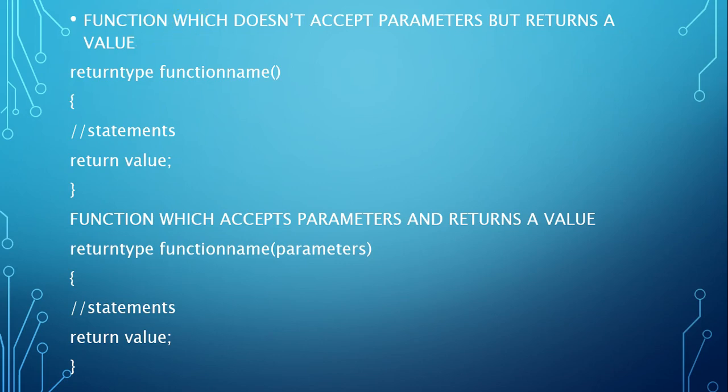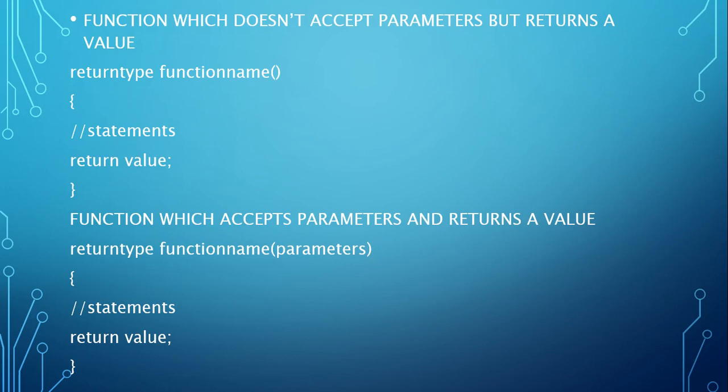Since it is not accepting any parameters, the function brackets remain empty. Within the function, you will write the function statements, and compulsorily there will be a return statement where you have to return a value. Whenever you write a function which does not have void as the return type, such a function has to return a value. If it doesn't, it will show an error.